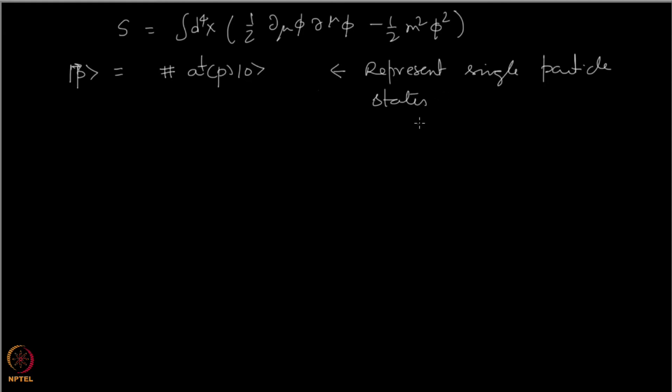And what's the basis of saying that these represent single particle states? The basis was that if you take the Hamiltonian of the theory and act on this state, you get the energy. And if you take the momentum operator and act on this state, you get this. Okay, so this is the operator P, capital P. This is small p.